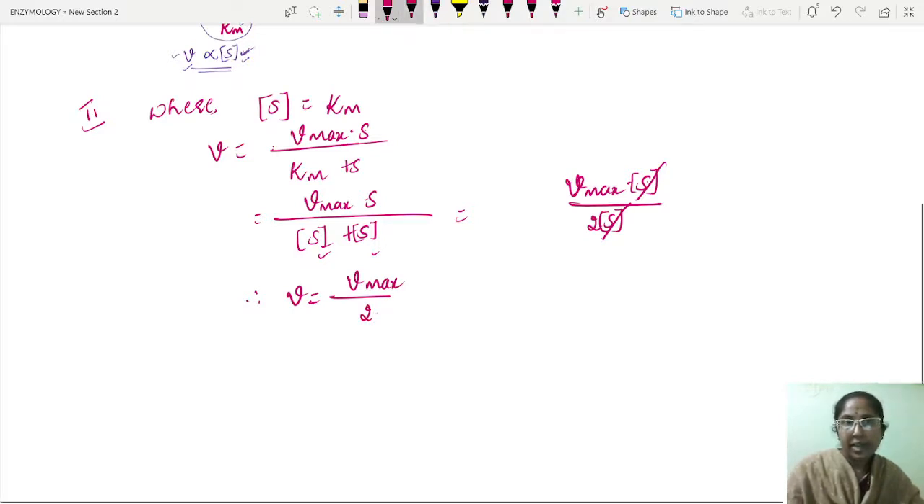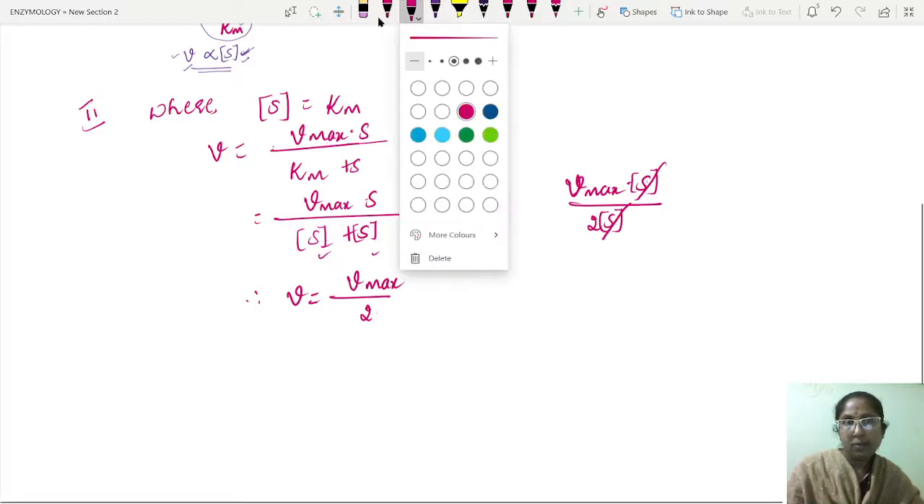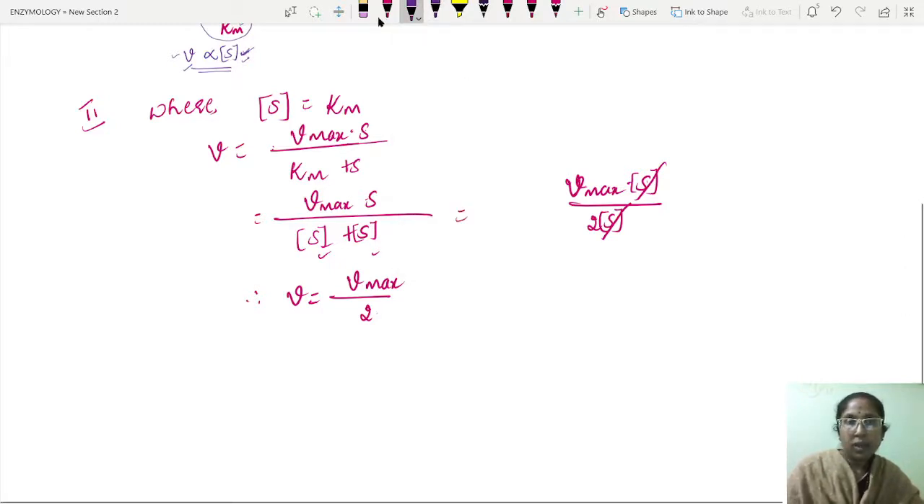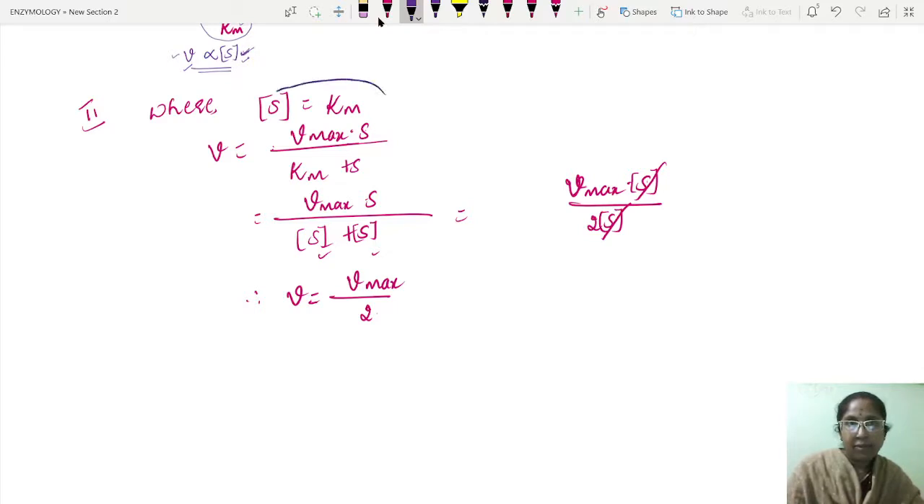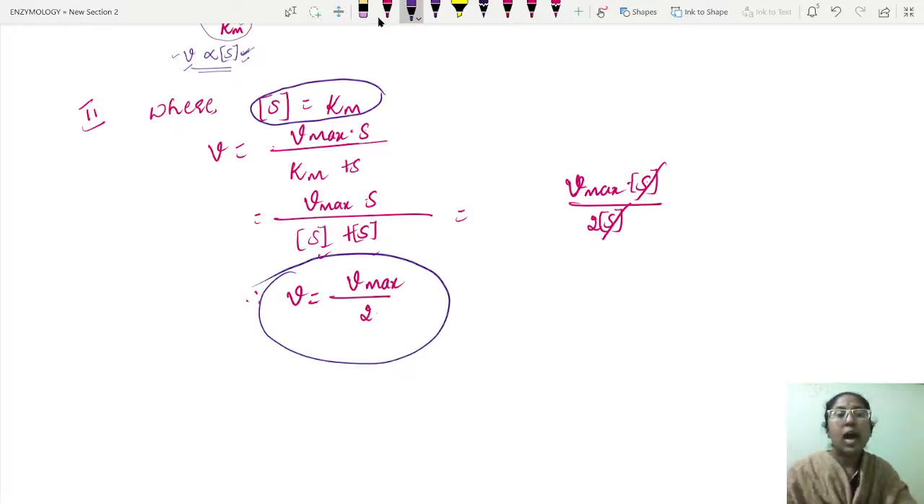So according to the second condition, whenever the Km value is equal to the substrate concentration, or vice versa, if the substrate concentration is equal to the Km value, then we are going to have the initial velocity of the reaction equal to half of the maximal velocity. So again this is represented in the graph.